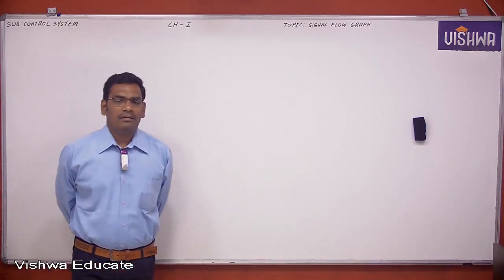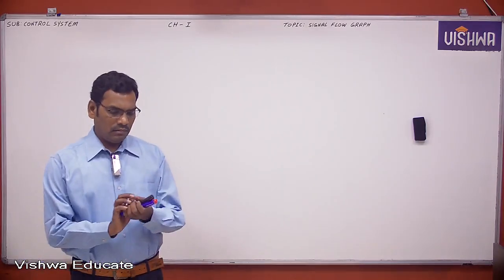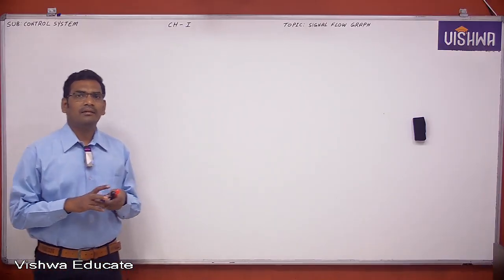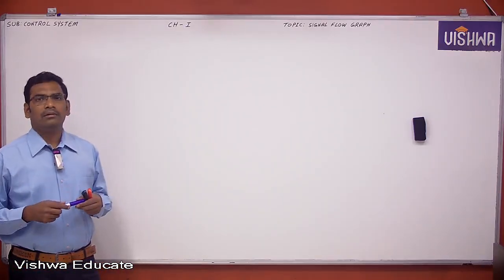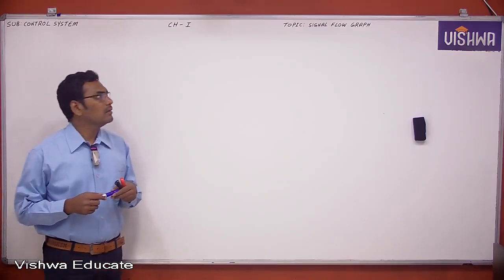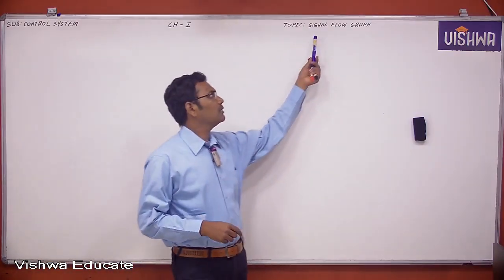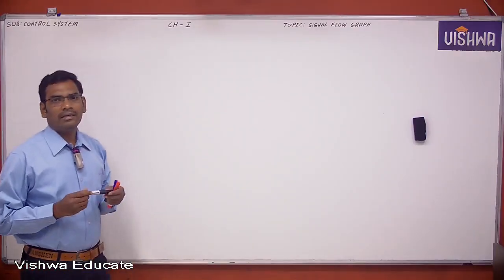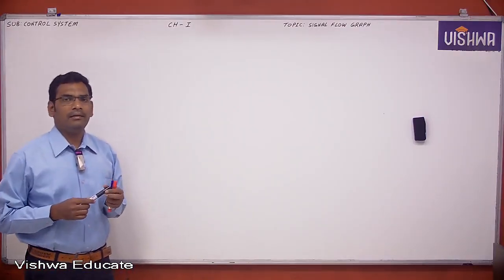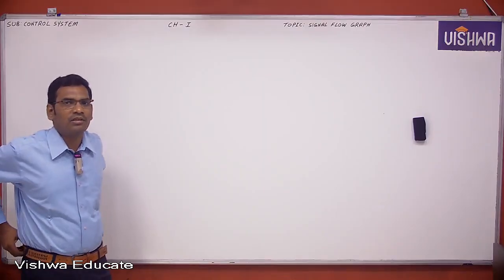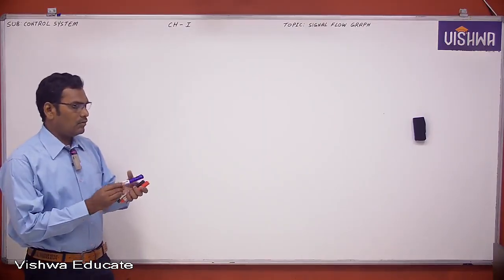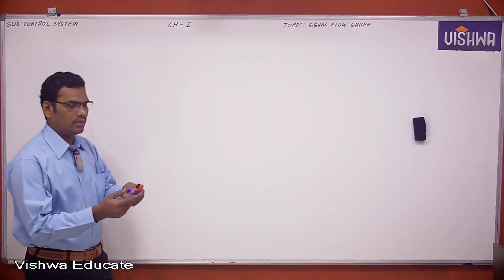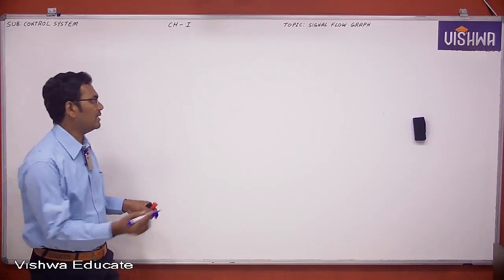Okay, good morning students. In the control systems subject, in this session we will see the topic of signal flow graph. You have already covered the block diagram, block diagram reduction rules, and how to solve block diagram problems. Now we will do the signal flow graph. I will give a small example so that you can easily understand.